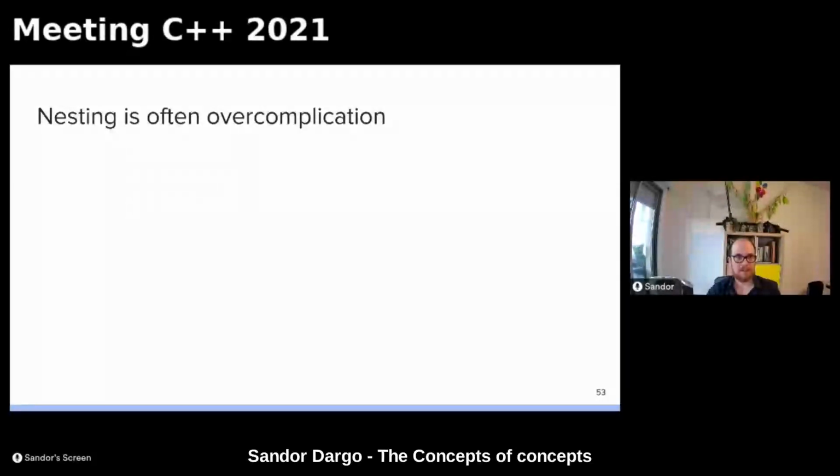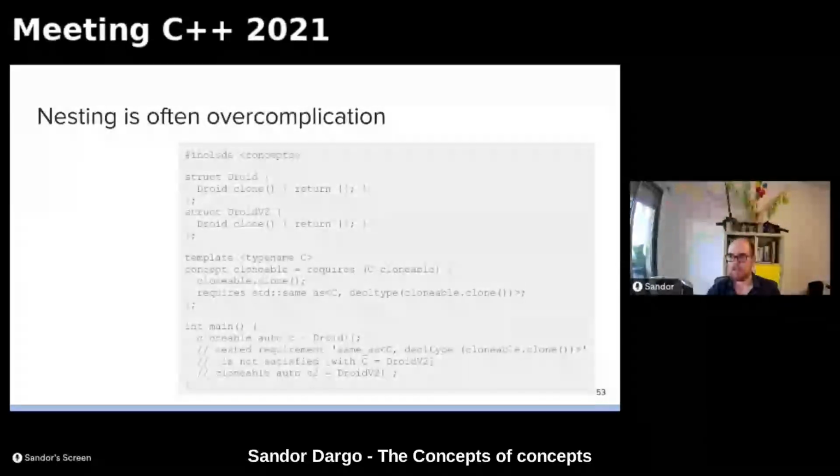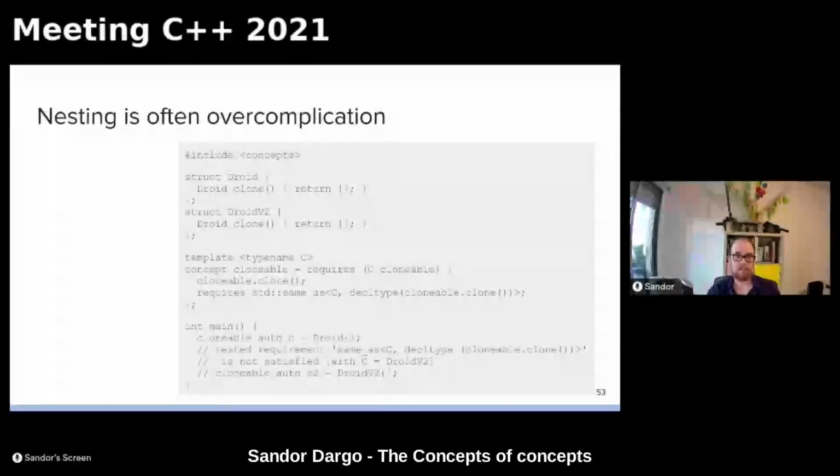You can nest requires clauses, but it's often an overcomplication. It's often just overcomplexifying things, but sometimes it comes in handy. So let's have this example. We have a struct droid, which has a clone function. And well, in coding, it often happens that we just copy-paste some code, and probably that's what happened here too. So we have our droid v2, but we forgot to update the return type for the clone method.